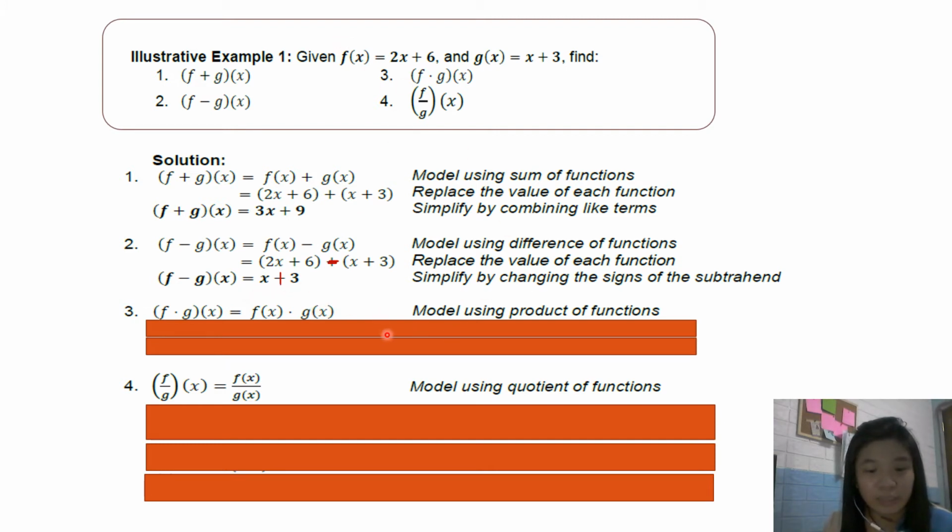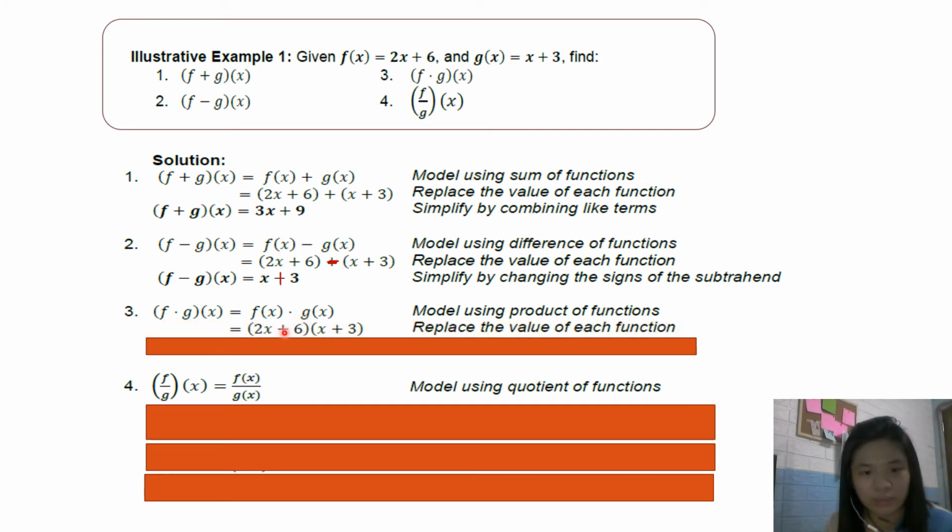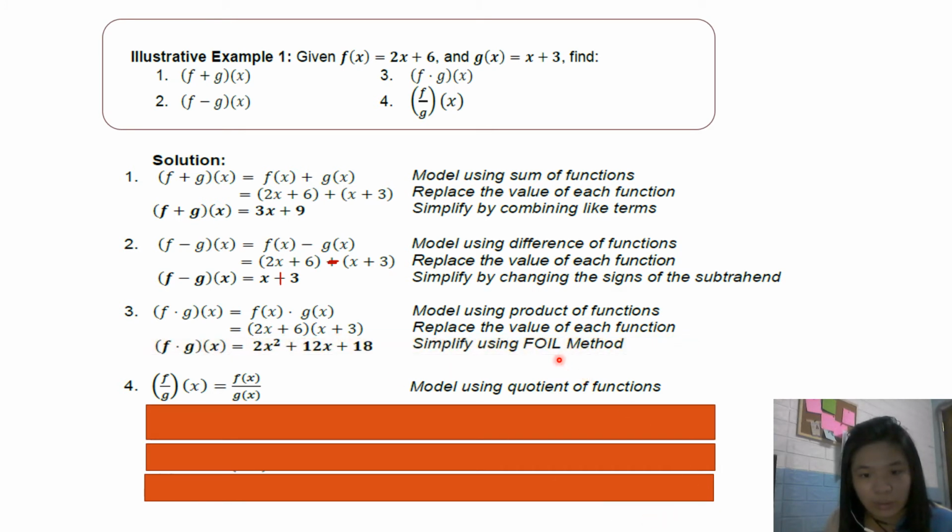Okay, so let's now move on to multiplication of functions, or product of functions. F times g of x is also the same as f of x multiplied by g of x. So, substitute muna. Laging ganon, substitute lang kayo. So, we have 2x plus 6 times x plus 3. And then, we do the FOIL method: first, outer, inner, last. First muna, 2x times x is 2x squared.